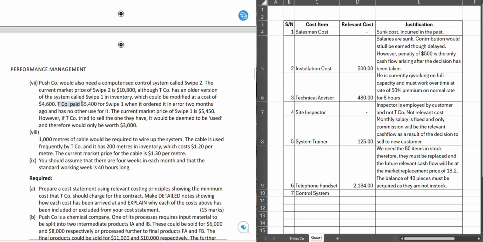Next, TICO paid $5,400 for Swipe 1 when it ordered it in error 2 months ago. So it was bought in error. I don't know why they did not return it, but obviously it's not a business. It means they can't return it. And has no other use for it.